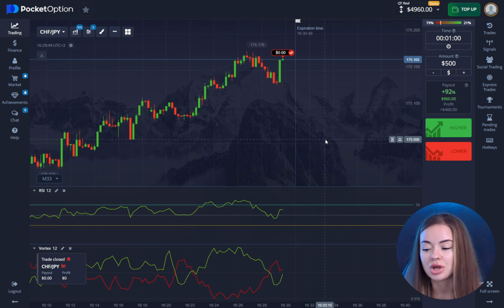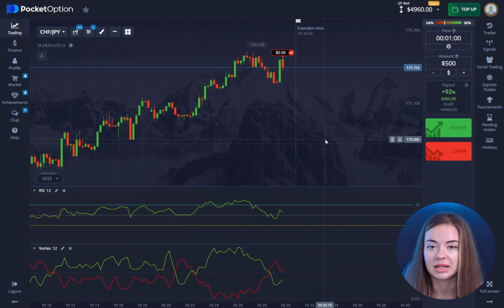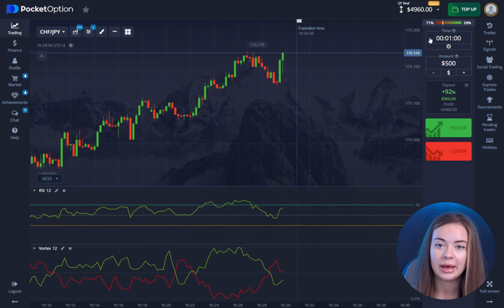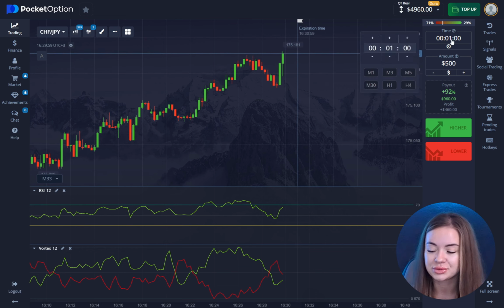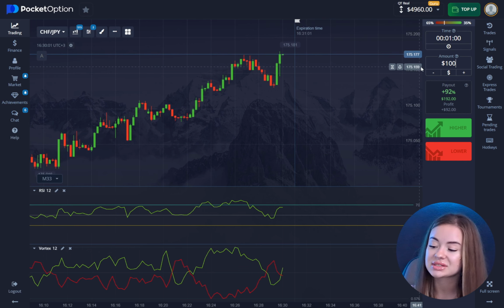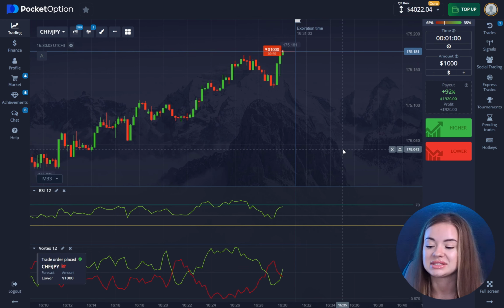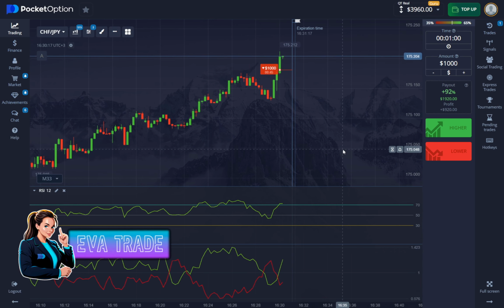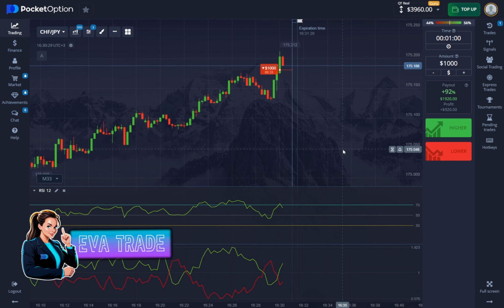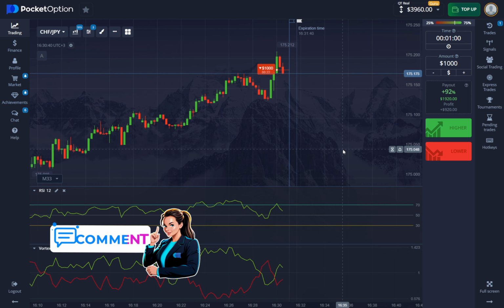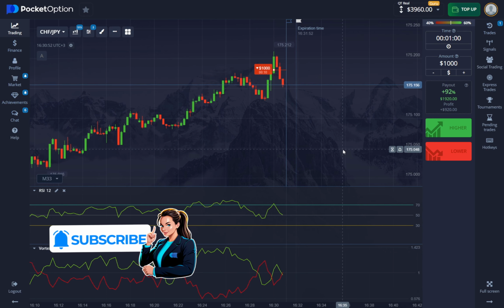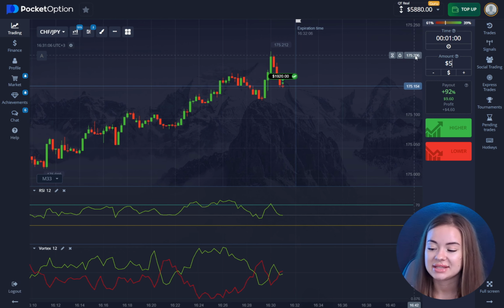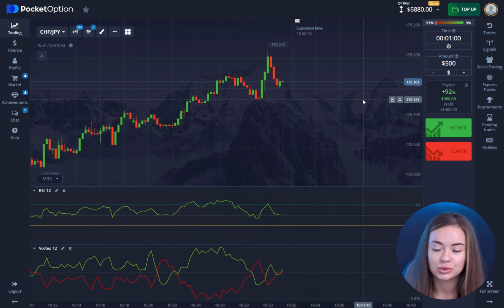We see a sharp rise and the trade resulted in a loss. However, our previous analysis remains valid, so I open another down trade, doubling the previous entry amount using the Martingale method. The trade was successful and I take the profit despite the previous loss.